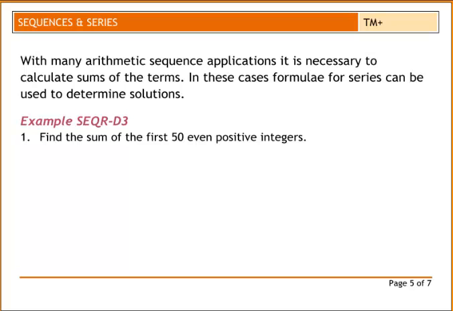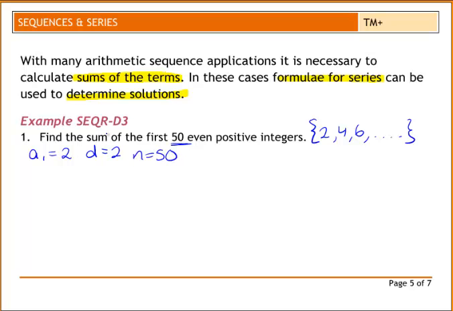Now, with many arithmetic sequence applications, it's necessary to calculate sums of terms. So we're going to be looking at the series. In these cases, formulae for series can be used to determine the solutions. So let's look at our first question: find the sum of the first 50 even positive integers. I'm sure you wouldn't want to try and do this by hand. If we're looking at positive integers, we're looking at 2, 4, 6, and it keeps going. So our first term is 2, and our common difference is 2. It says the first 50, so that means n is 50.